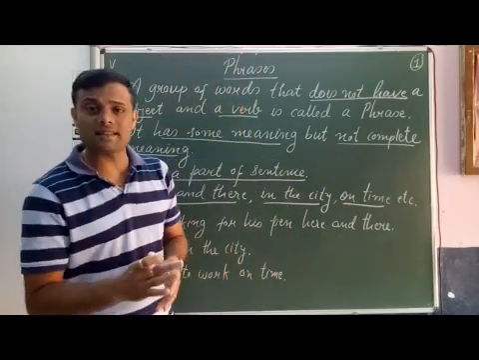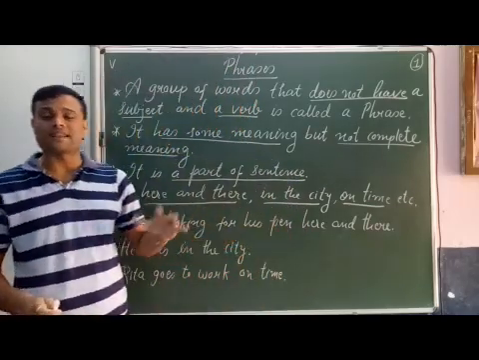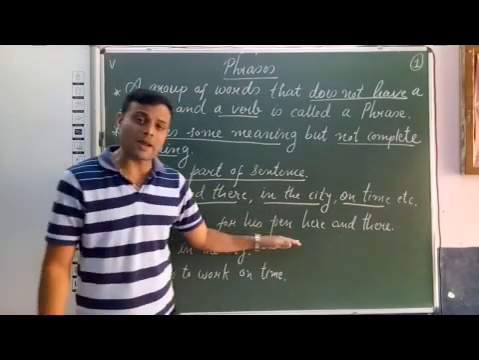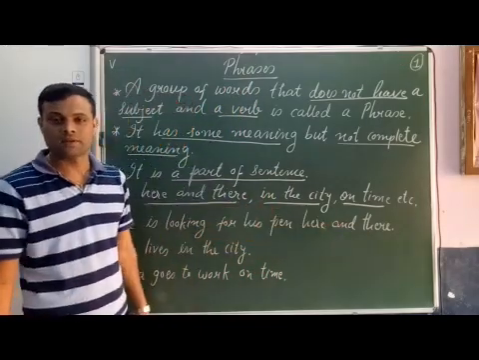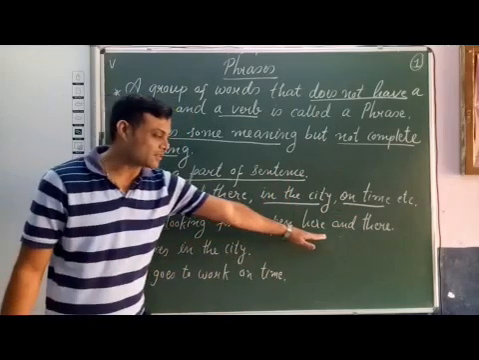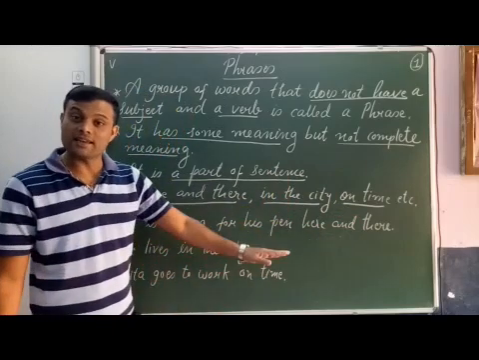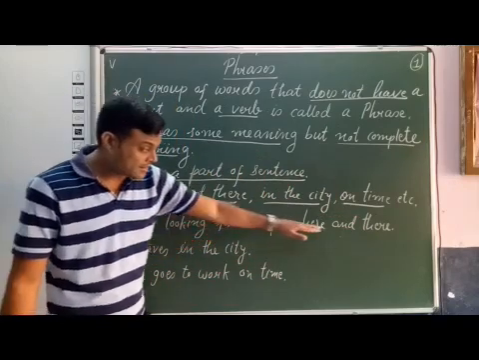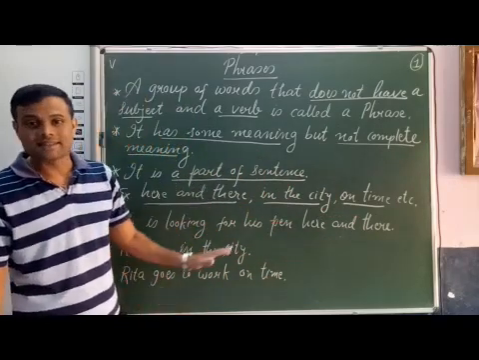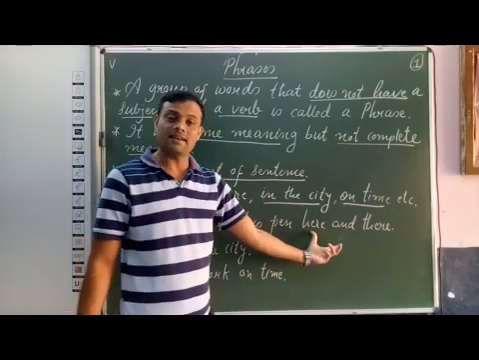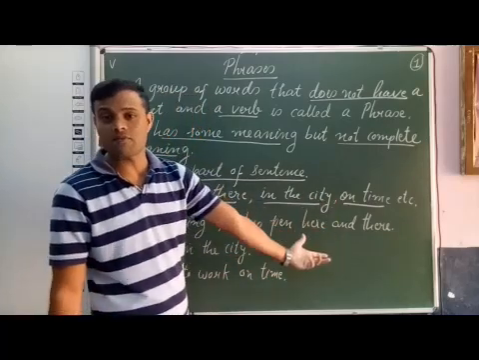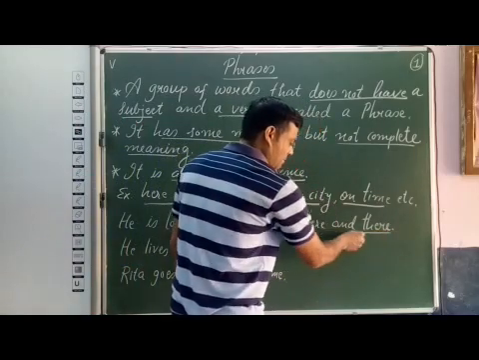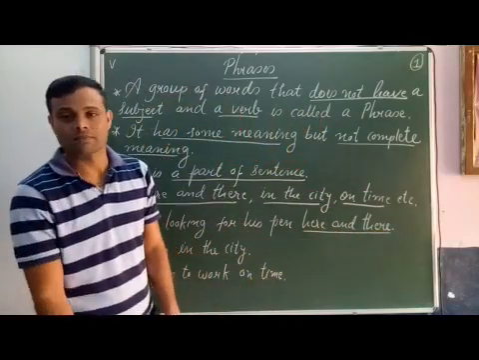Now see how we use phrases in a sentence. He is looking for his pen here and there. Here you can see the presence of "here and there." So "here and there" is a part of a sentence. It does not have a subject and does not have a verb. It is a phrase, and here it is a part of a sentence.